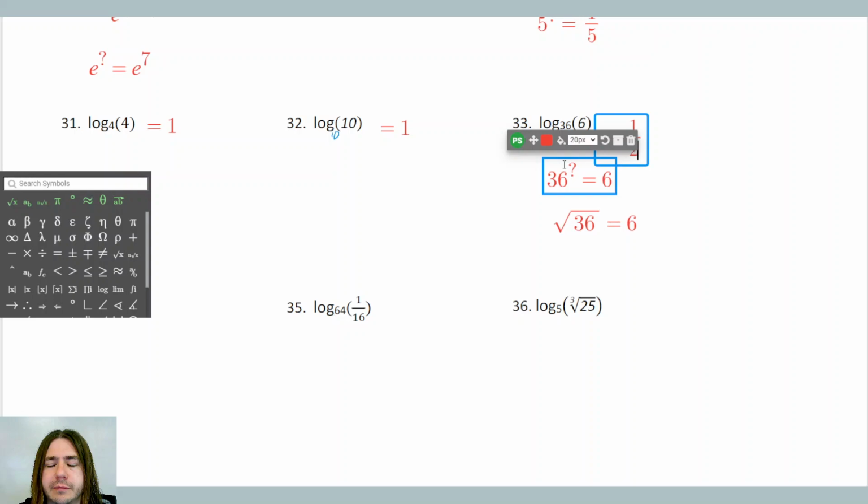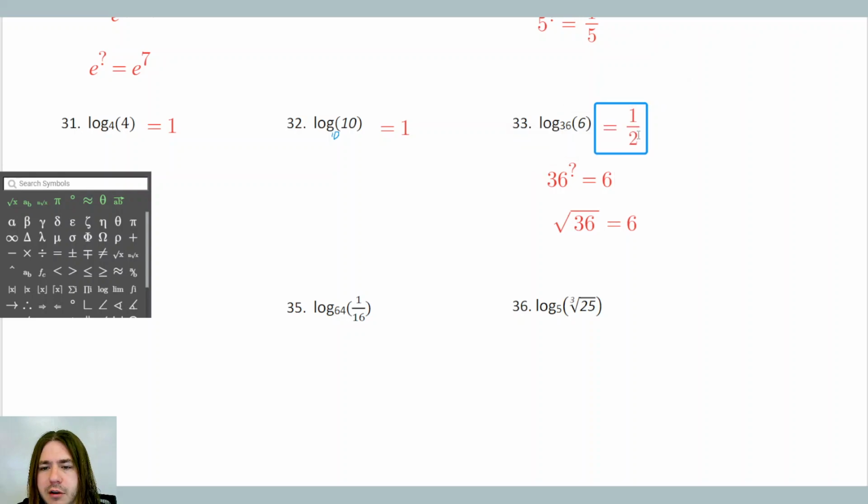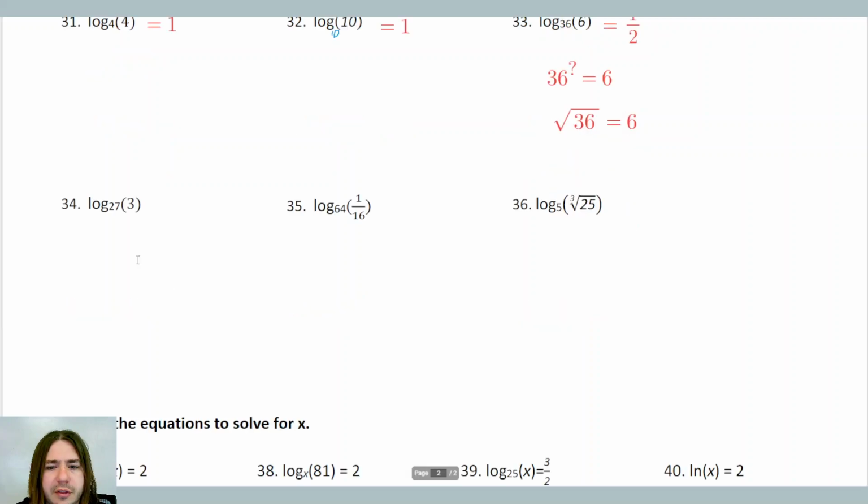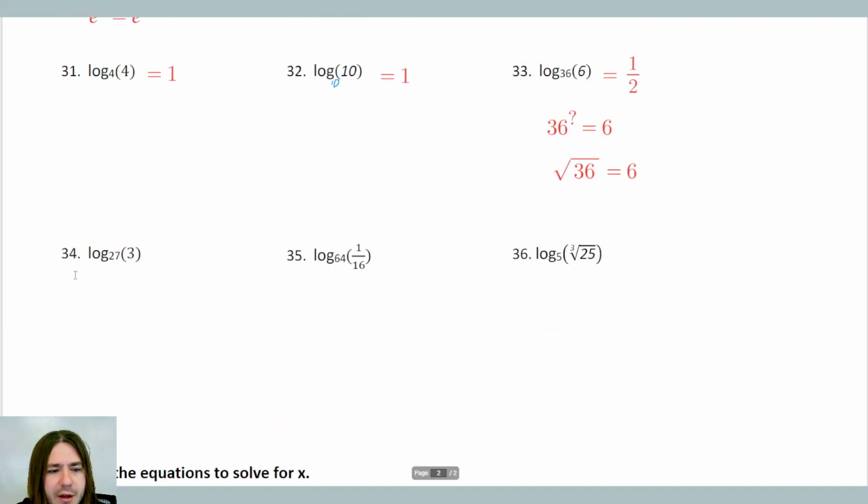So when your logarithms or your exponents are fractions that are less than 1, you'll see that the power will be smaller than the base. That's happening on, it looks like, 34 and 35. So we're going to keep a lookout for that.